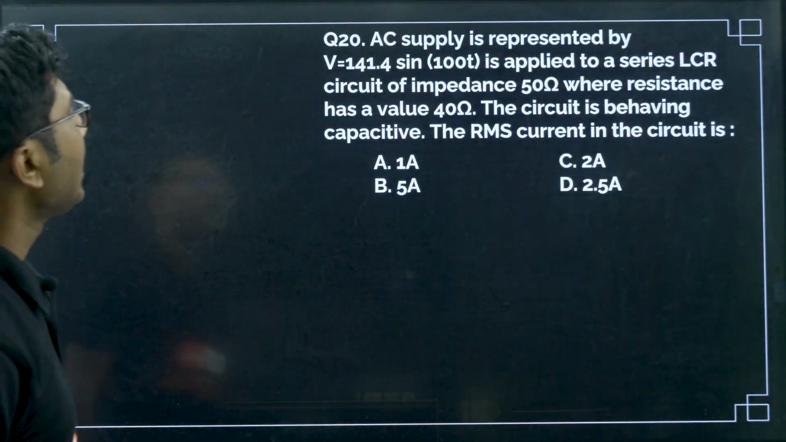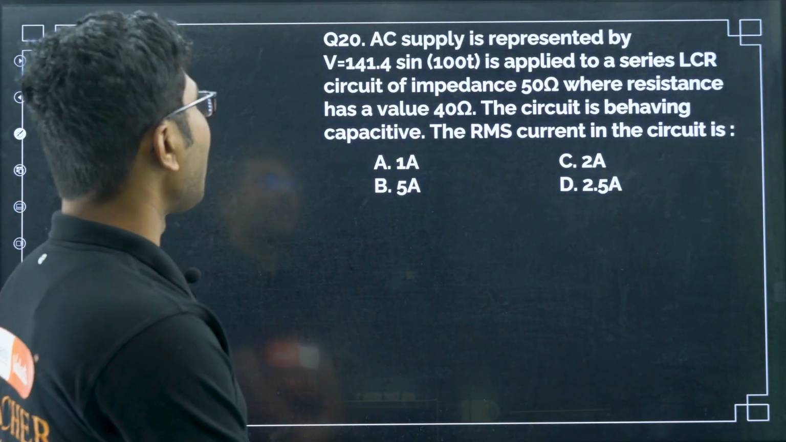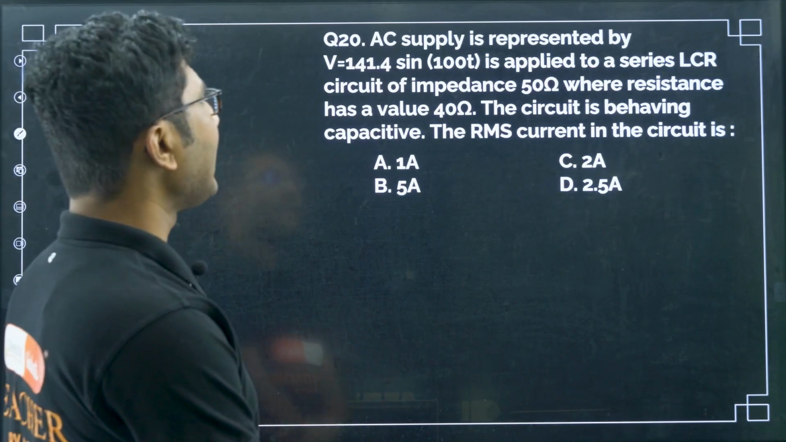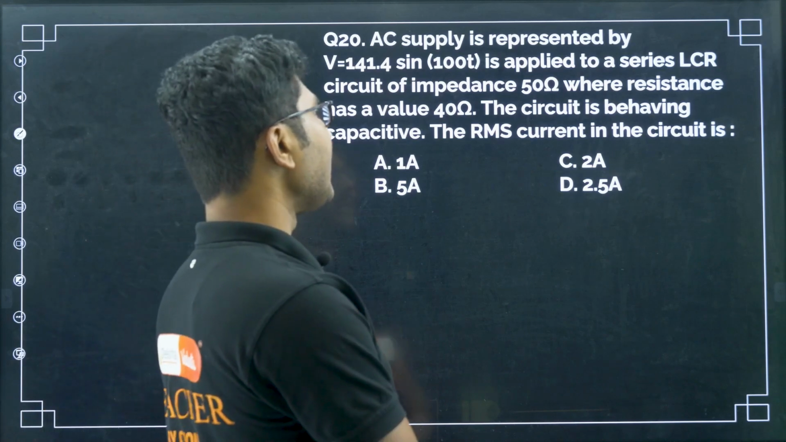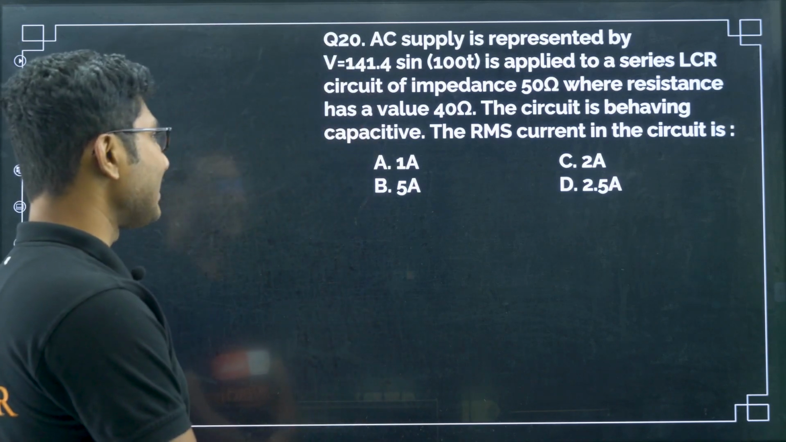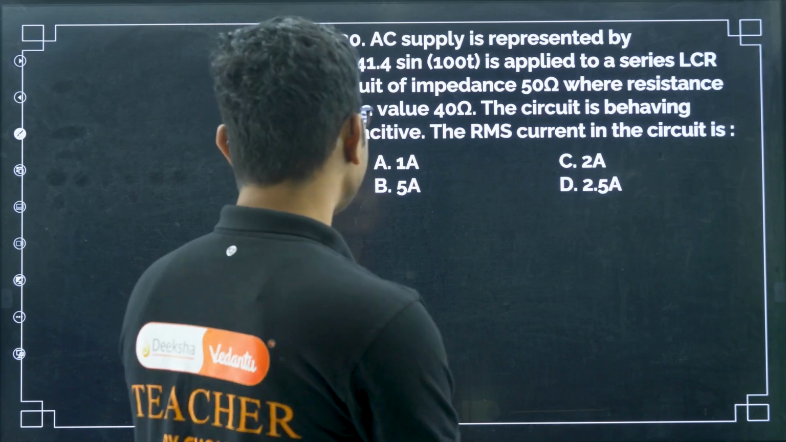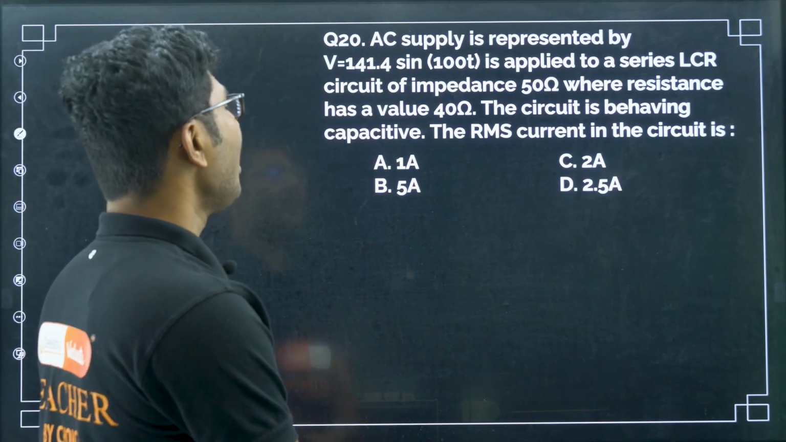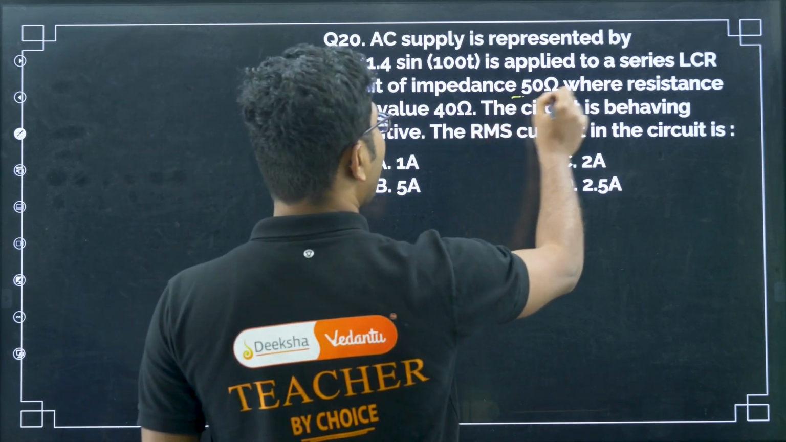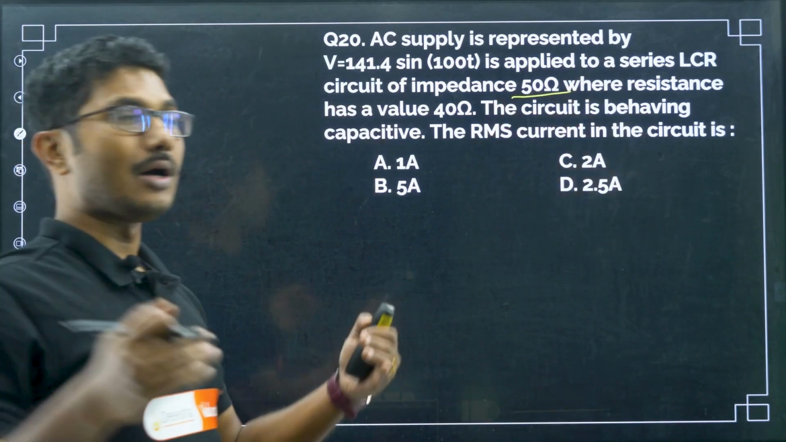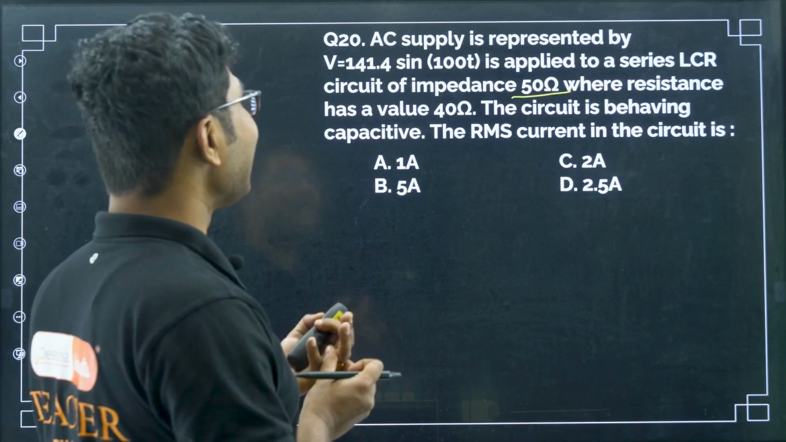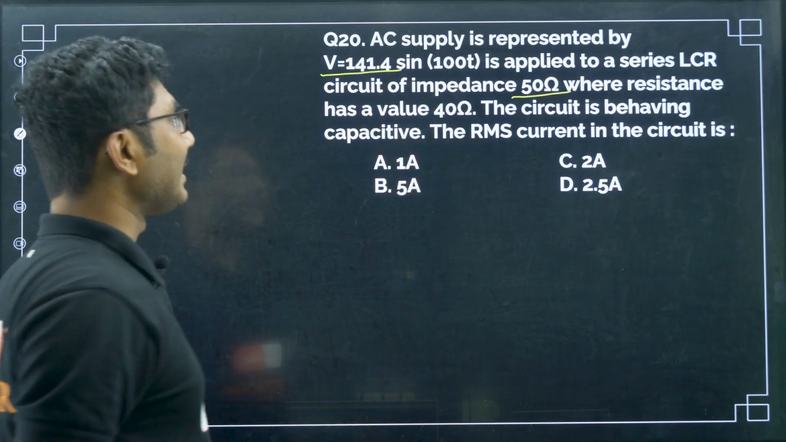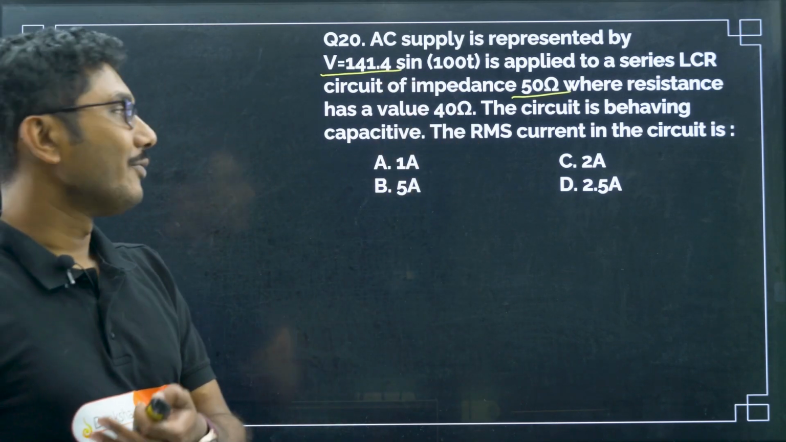right. Next question. AC supply is represented by 141.4 sin 100 T is applied to a series circuit of impedance 50 ohm, where the resistance has a value of 40 ohm. The circuit is behaving capacitive. The RMS current in the circuit is. So, first of all, the impedance is given, okay, and it does not matter what is the resistance, how the circuit is behaving. The impedance itself is given, that is Z is given, okay, the voltage is given, and they have asked you to find the RMS value of the current, which is very simple.